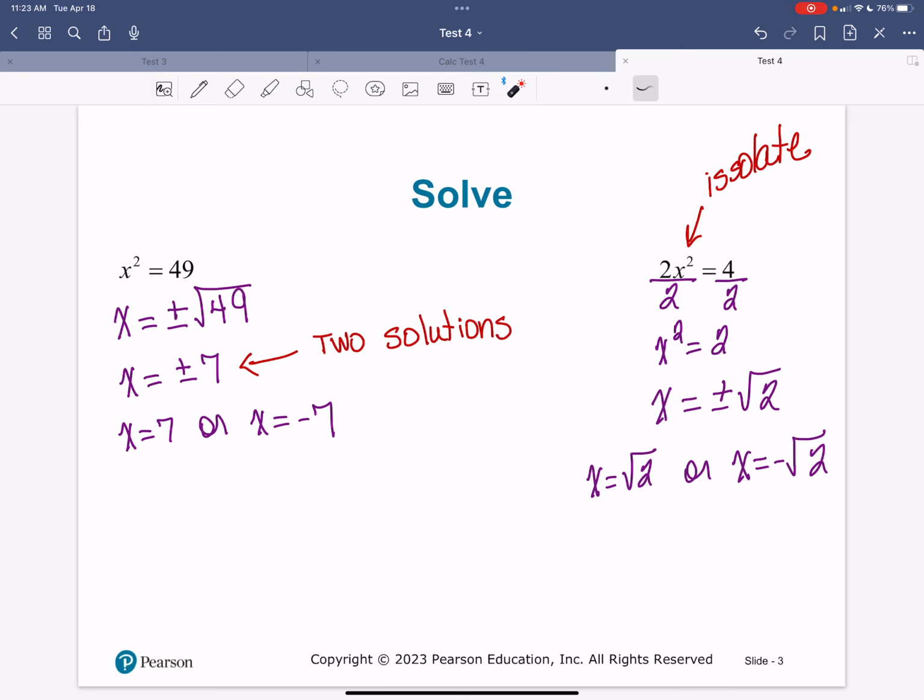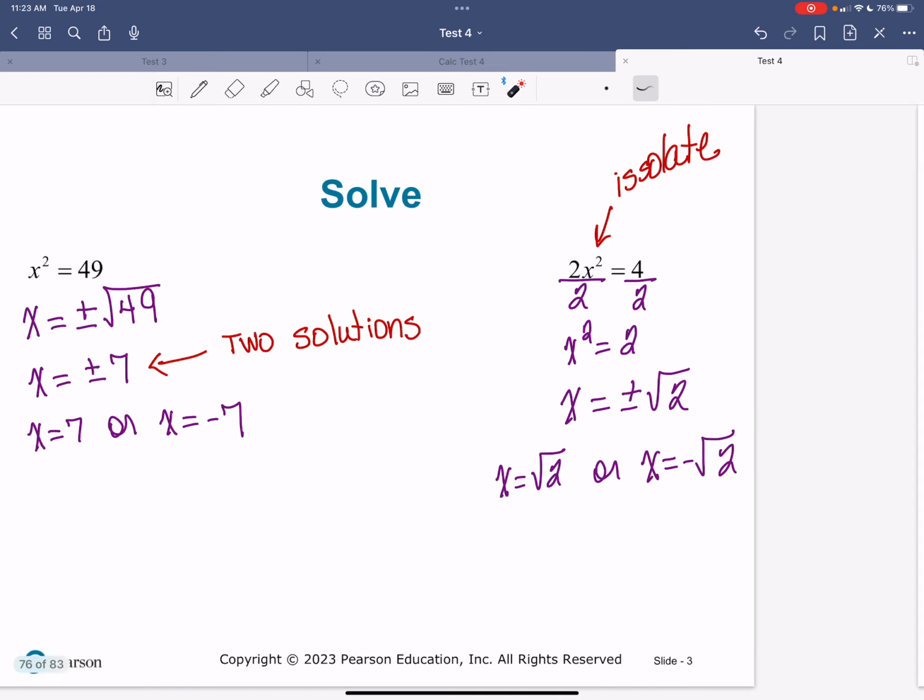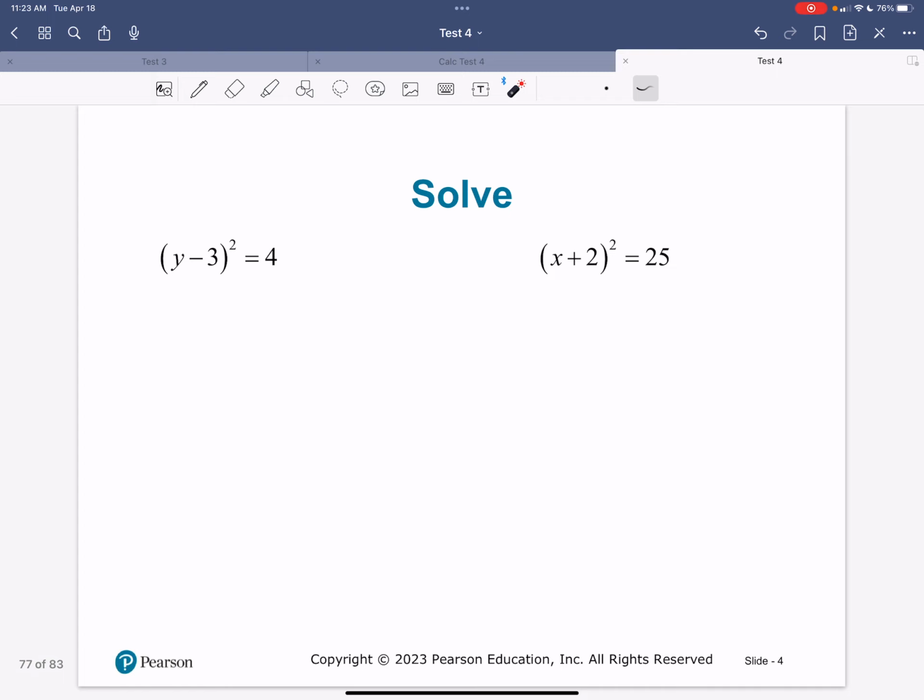Now we're going to have binomials squared. This is something that's used when we complete the square. You'll complete the square a little bit in Math 112 with circles and vertex form. But here, we can take the square root and still solve these with completing the square.